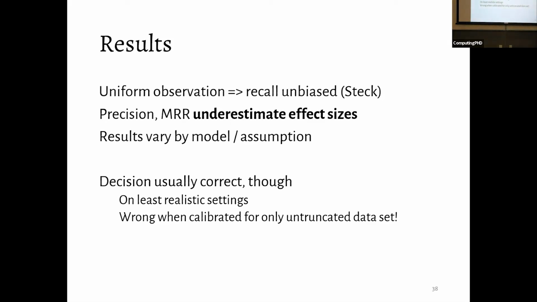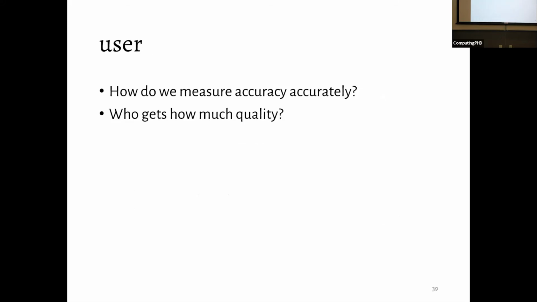So this missing data problem is causing a significant problem in the assessment of these systems. Unfortunately, we don't yet know how to fix it. That's future work. But we have numbers now on how often this is driving our experiments to produce incorrect results. So for users, we're looking at how do we measure accuracy accurately? And who gets how much of this accuracy or how much of this quality?